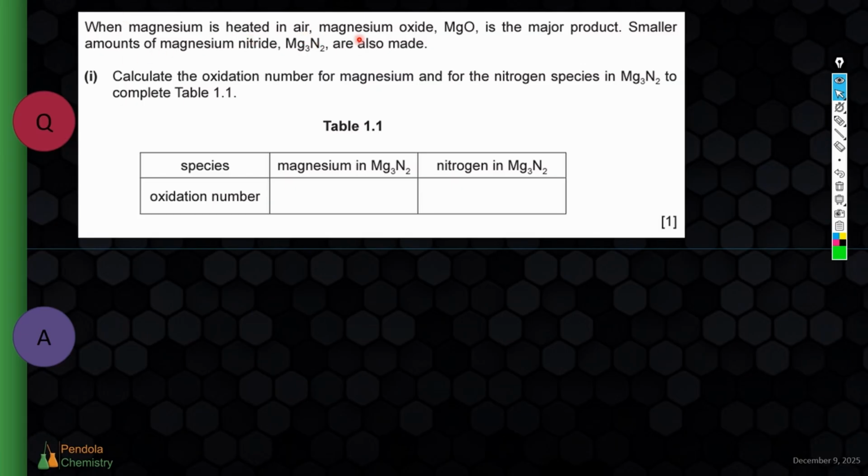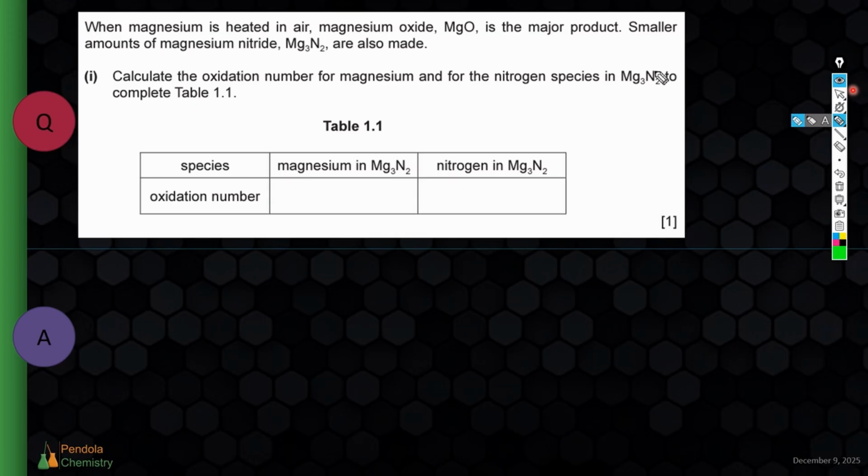When magnesium is heated in air, magnesium oxide, MgO, is a major product. Smaller amounts of magnesium nitride, Mg3N2, are also made. Interesting information. We don't necessarily need this information, though, to answer this question. Because if we read the question, it says, calculate the oxidation number for magnesium and for nitrogen species in Mg3N2 to complete table 1.1. So this is a 1-point question where we have 2 boxes that we need to fill out in this chart. Meaning that if we don't get both of these completely correct, we will get no points because this question is only 1 point.